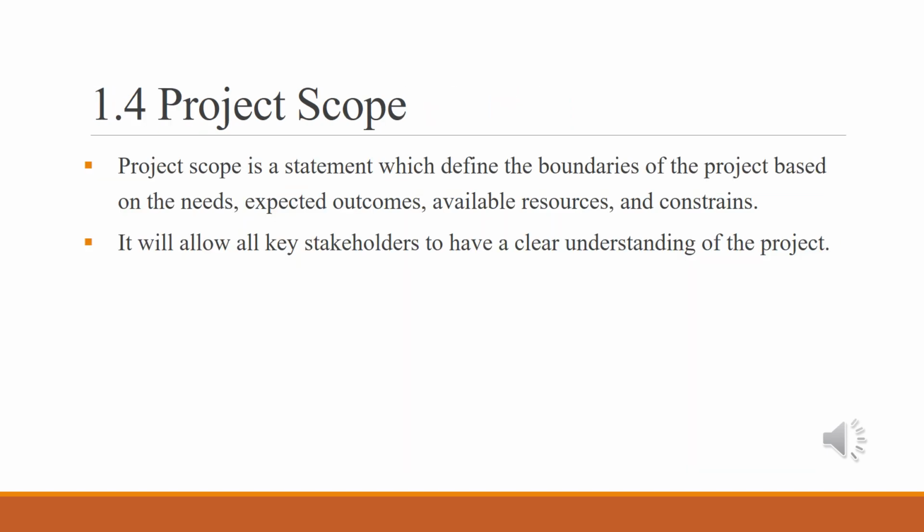Now, the next component you need in the project proposal is the project scope, which is a statement that defines the boundaries of the project based on the needs, expected outcomes, available resources, and constraints. It allows the key stakeholders to have a better understanding of a project, about what it's trying to do, as well as what it is not trying to do. So I will show you a video to explain about this.